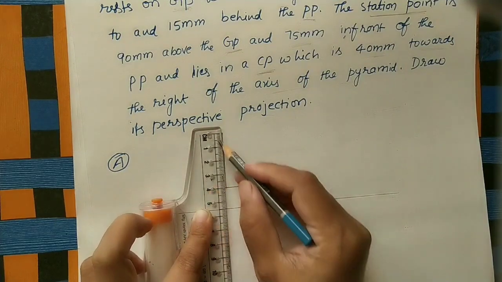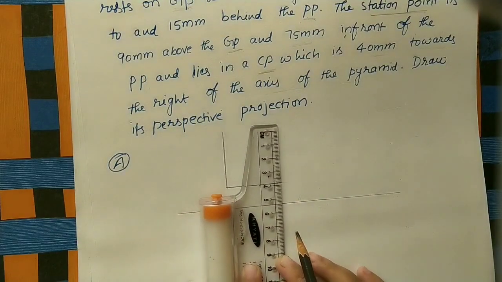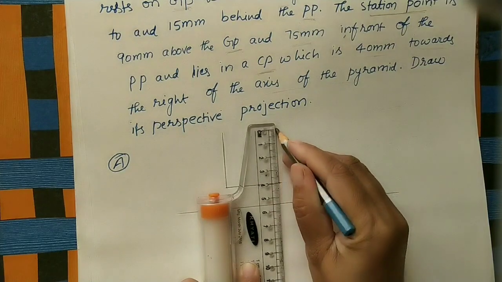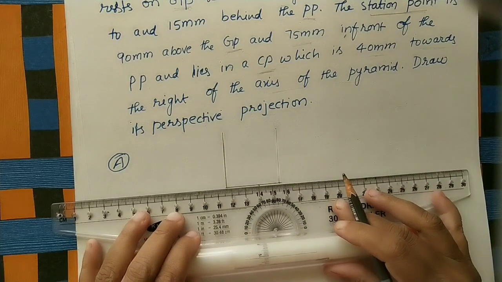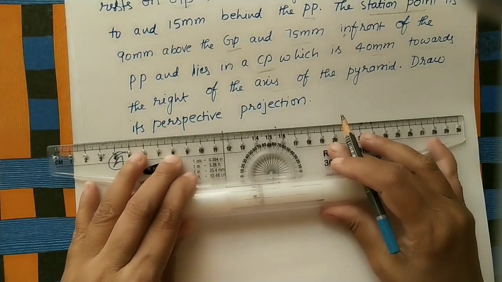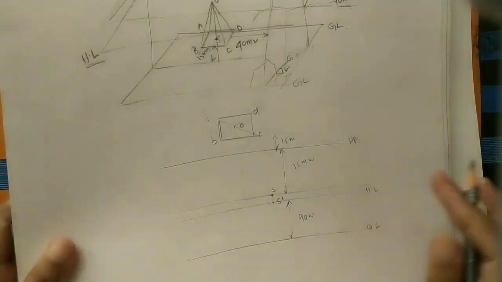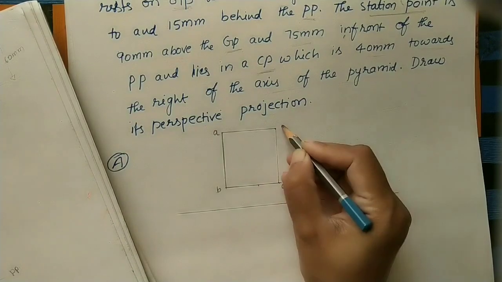Take 4 centimeter here and here also 4 centimeter. Do the parallel line, move the scale, take 4 centimeter line here. Here do the line parallel to this. Mark the points here. What are the points we have given? A, B, C, D.